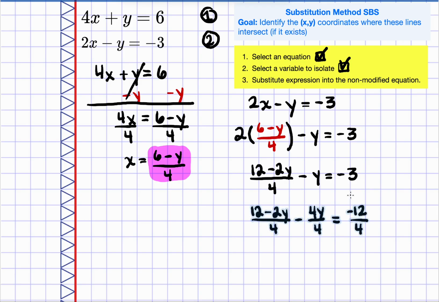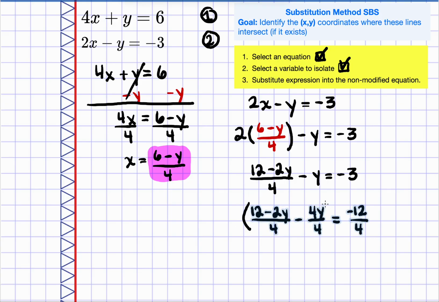Now, doing this allows us to have common denominators, because we cannot subtract or add fractions unless they have common denominators, and now we have that. So this allows us to do another property in math, which is multiplying by the reciprocal. And that's going to help us eliminate those denominators. So let's show you what's going to happen here.